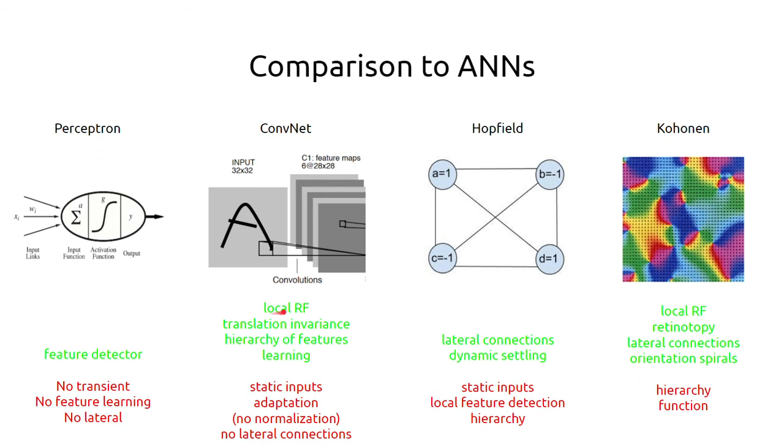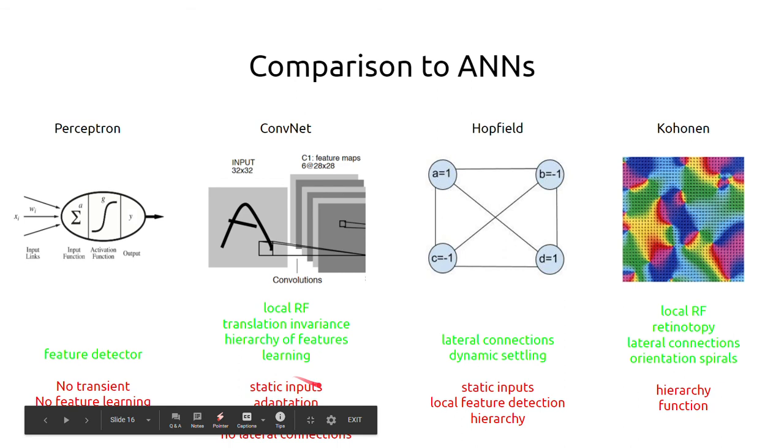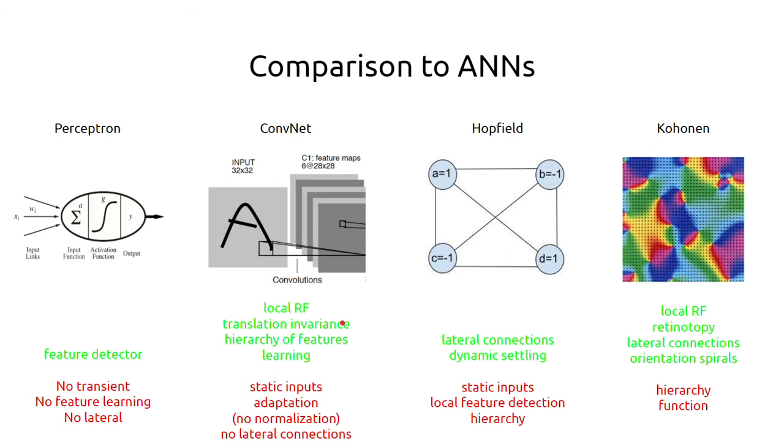Again, those things tend to be working with static inputs. They tend not to have any of this sort of adaptation. The more interesting thing there is they tend not to have any of these lateral connections between the features. Although things like normalization are sometimes added to convolutional networks, so it's kind of close to it. But that sort of structure is there.